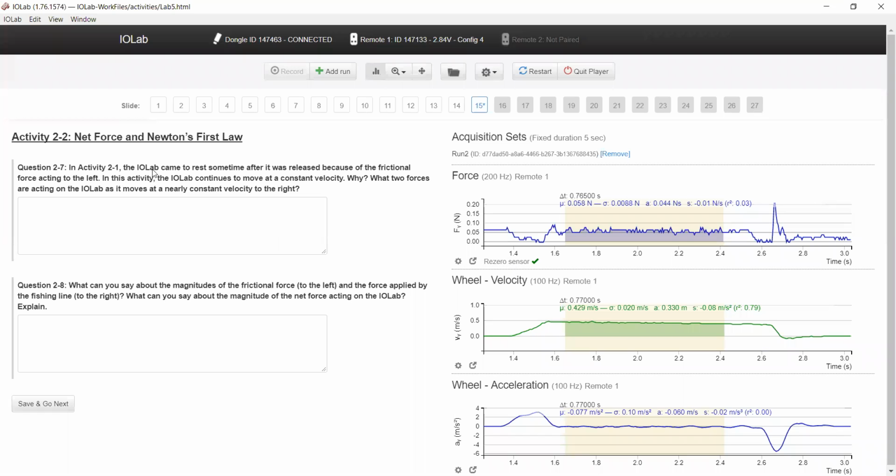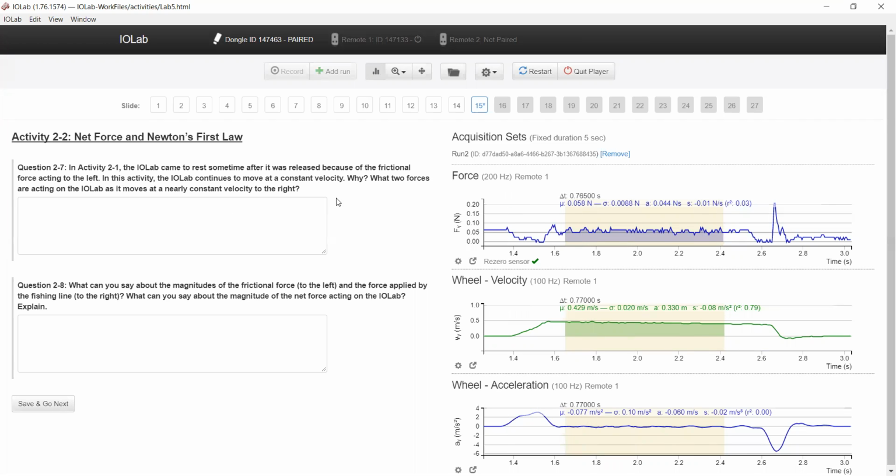More analysis. In the previous activity, the IOLab came to rest sometime after it was released because of the frictional force acting to the left. In this activity, the IOLab continues to move at a constant velocity. Why? We applied the same force as the frictional force to the right, which cancels out the effect of frictional force. So the net force on the IOLab will be 0. This is the force applied by our coin, which applies force during the motion.